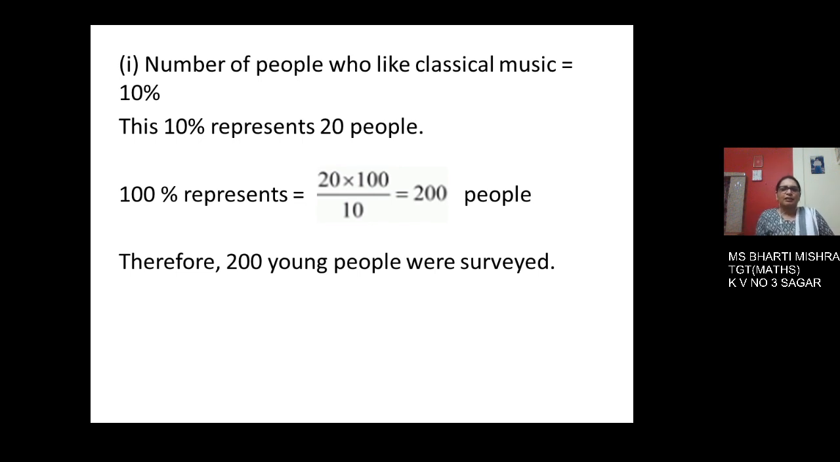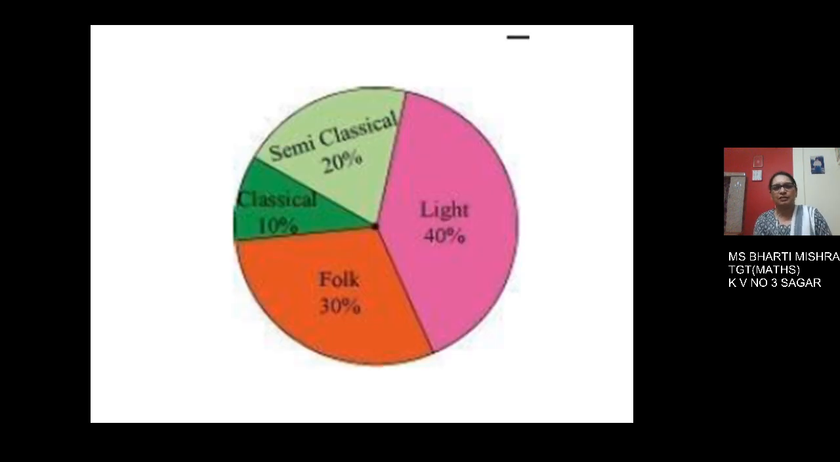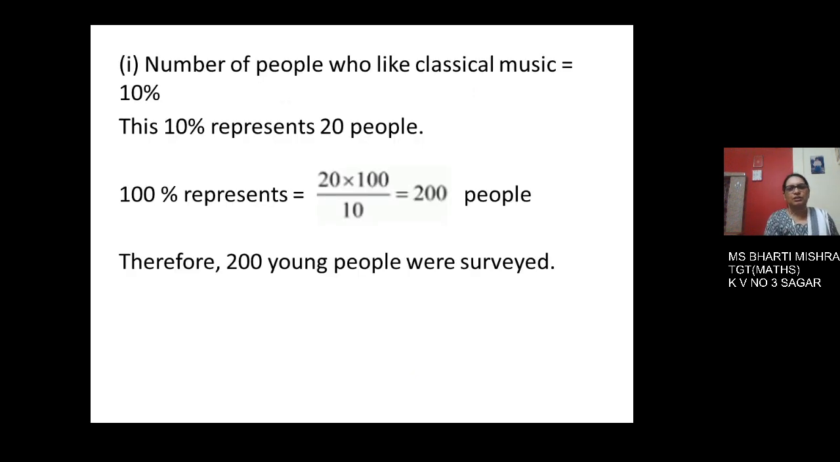Again I am repeating it. The number of people who like classical music is 10% when you observe this pie chart, and on the basis of this they have given the number as 20. So we are calculating how many people were surveyed. In this way, we write 10% of the total is 20, so 20 upon 10 into 100, and cancelling the zeros, it comes to be 200. 200 young people were surveyed.